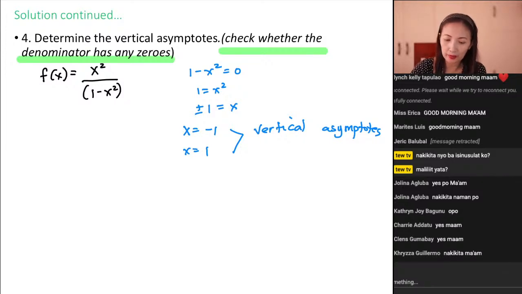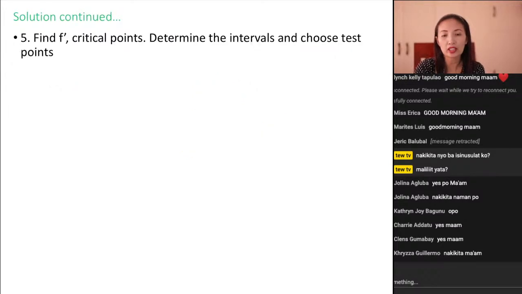We move on to step number 5. We now differentiate the function. Differentiate the function and determine the intervals. Choose test points, and then we will decide which one is a max, if there are max or min.